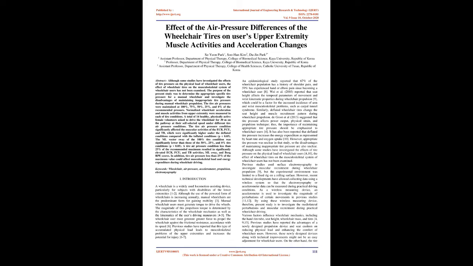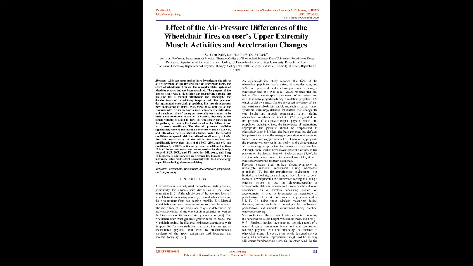4,5. The wheelchair user must generate greater force to propel the wheelchair against the frictional resistance, in accordance with its speed. 6. Previous studies have reported that this type of accumulated physical load leads to musculoskeletal problems of the upper extremities and increases the potential for injury. 6,7. An epidemiological study reported that 67% of the wheelchair population has a history of shoulder pain, and 59% has experienced hand or elbow pain since becoming a wheelchair user.